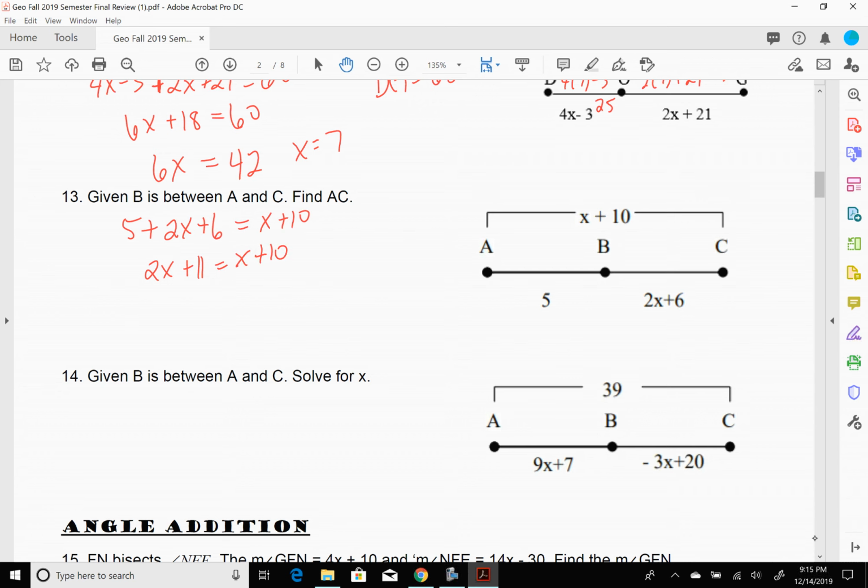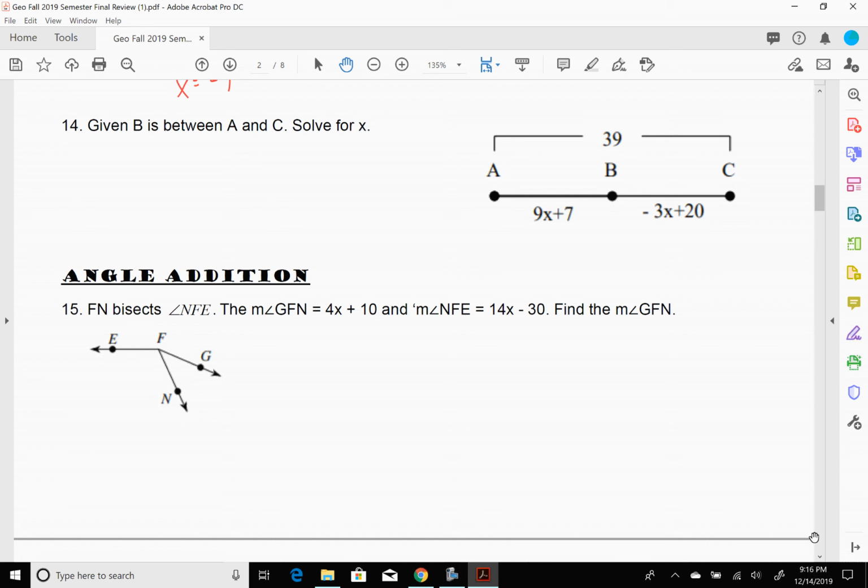Okay, take away 11, take away x here. So we have x, and then you have 10 minus 11, x is negative 1. And so now we need to find the length of AC, so we're just going to plug in here. Negative 1 plus 10 is equal to 9. So that's AC.